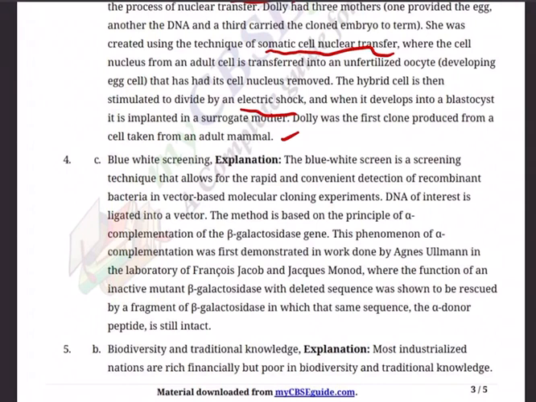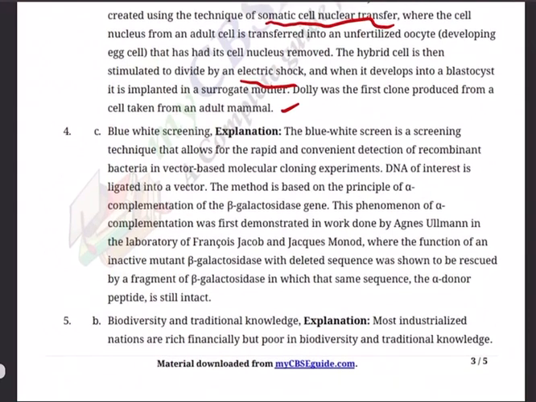The method is based on the principle of alpha complementation of the beta galactosidase gene. This phenomenon of alpha complementation was first demonstrated in work done by Agnes Ullmann in the laboratory of Francois Jacob and Jacques Monod, where the function of an inactive mutant beta galactosidase with a deleted sequence was shown to be rescued by a fragment of beta galactosidase, in which the same sequence, the alpha donor peptide, is still intact.